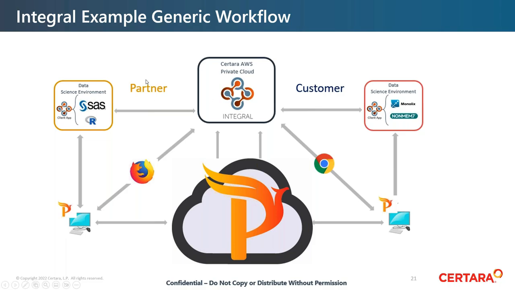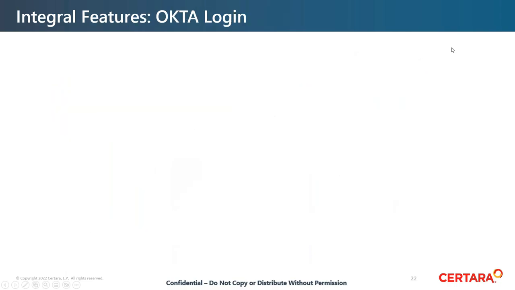But the key difference is that the partner has a very limited access to Integral. They can only see the studies that have been assigned to them, and they cannot see other studies that were generated on-prem or from other third-party vendors. So it is designed to be an entirely collaborative environment with good access control for who should be accessing what, as well as having auditability and traceability of all the work that is done in this collaborative environment.